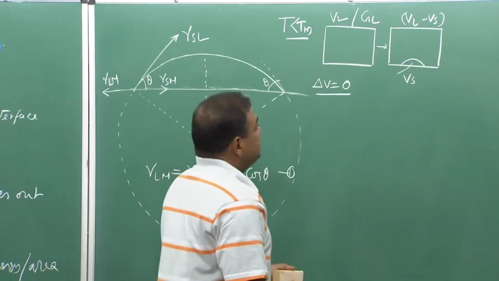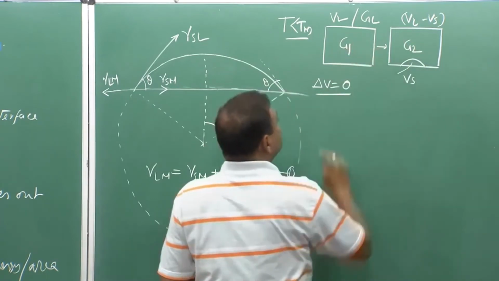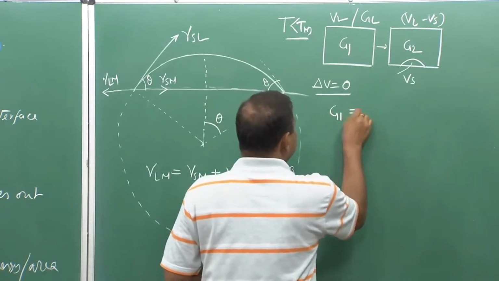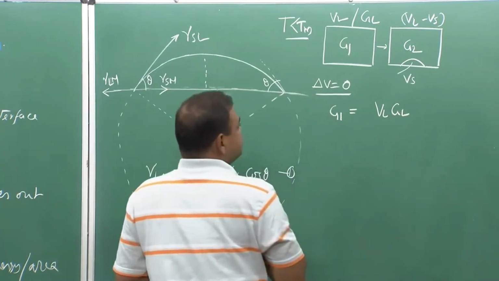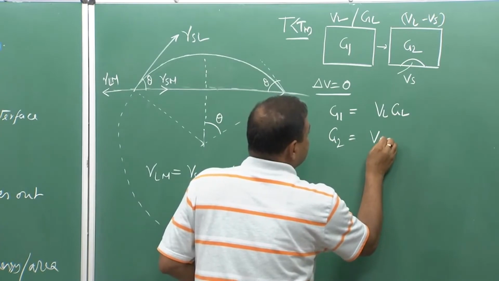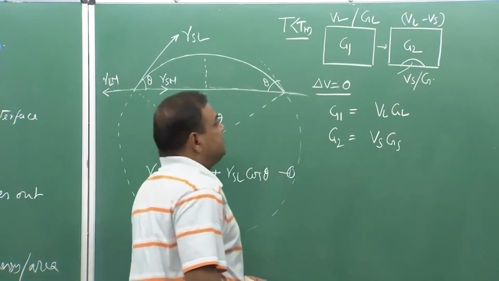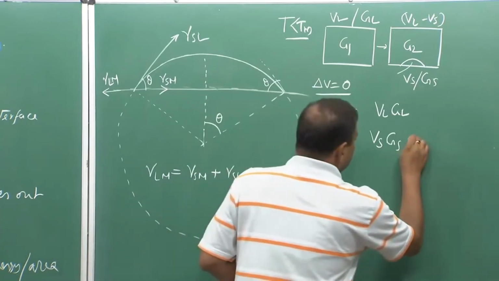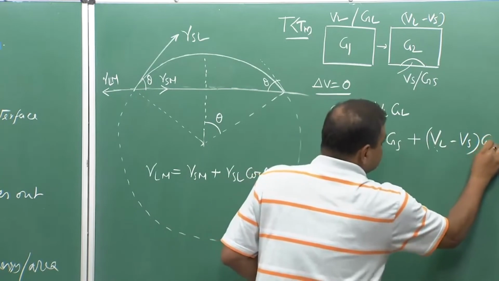Now, this is G 1, this is G 2. So, that means the transformation from G 1 to G 2 is taking place. Whenever I am trying to calculate G 1, it is the same calculation: V L G L. Similarly, G 2 would be V S G S, where G S is the free energy per unit volume of that solid, plus V L minus V S, the remaining liquid, times G L.